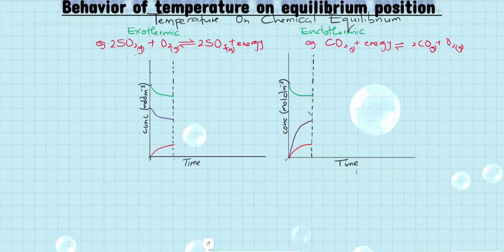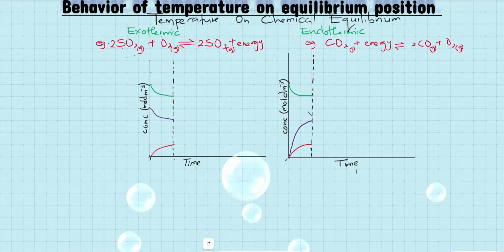Temperature on chemical equilibrium. So we want to see the behavior of equilibrium when we alter the temperature of the system in exothermic reactions and then in endothermic reactions. So this graph is for exothermic and this graph is for endothermic. So we have these examples.